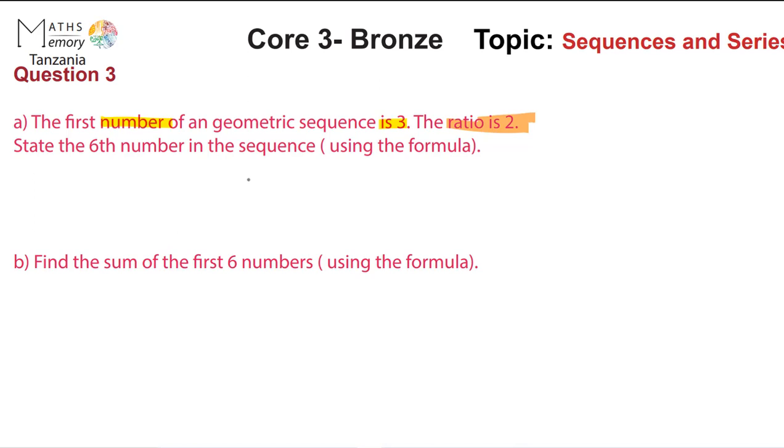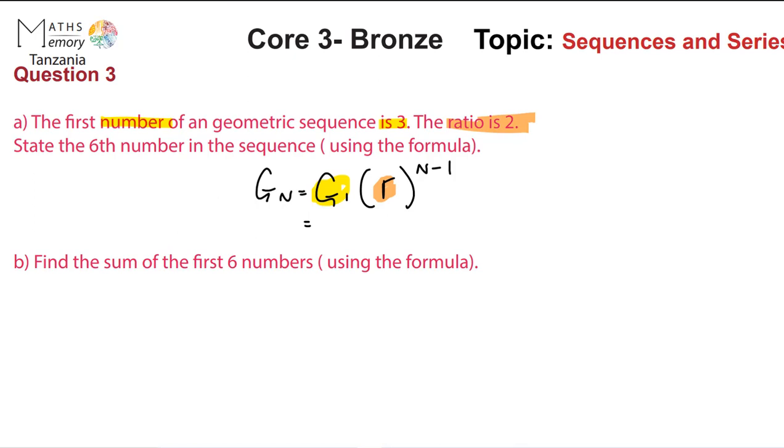The formula for the nth term of a geometric series is Gn equals G1 times R to the power of n minus 1. This is the formula we need to use. We want the 6th term over here. The first term will be 3, this yellow one over here, and the ratio is 2, which is what we multiply by each time.